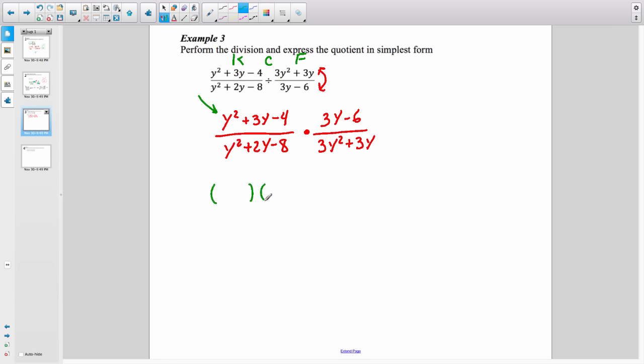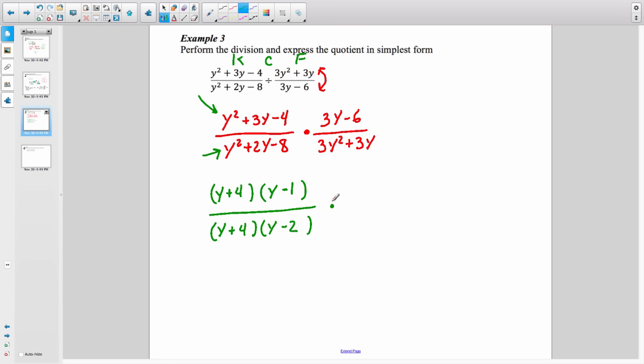Looks like y, what adds up to 3 and multiplies to negative 4? I'm going to say 4 and negative 1. How about the bottom one? Looks about the same. y. I'll have something that adds up to 2, multiplies to negative 8. Seems like positive 4, negative 2.